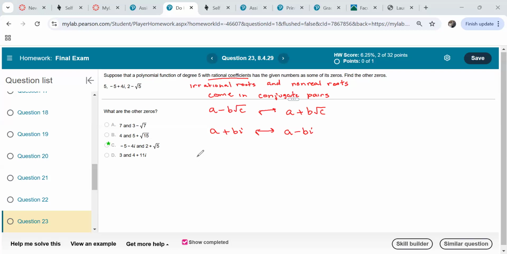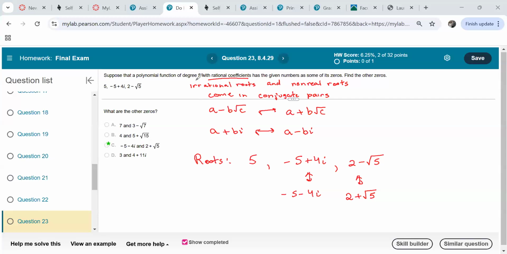So my list of roots that they're giving me is that I have 5. I won't have a pair to it because it's not irrational or non-real. -4 plus 4i, however, will have another root that goes with this, which will be -4 minus 4i. 2 minus the square root of 5, because this is an irrational root, will also have another pair to it, which is 2 plus square root of 5.